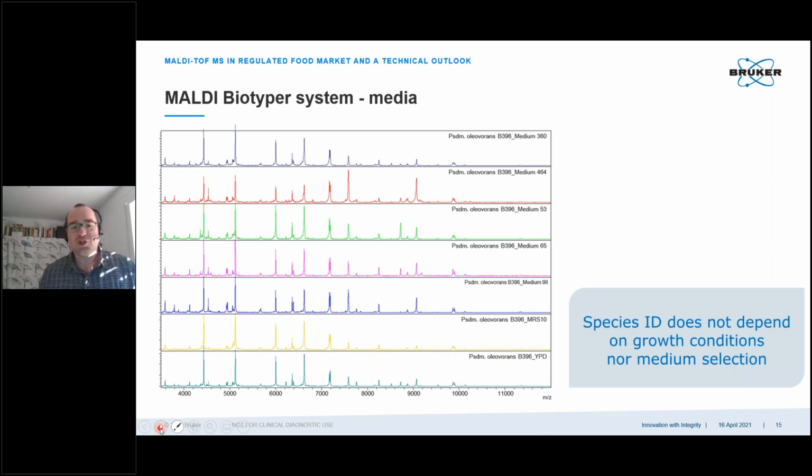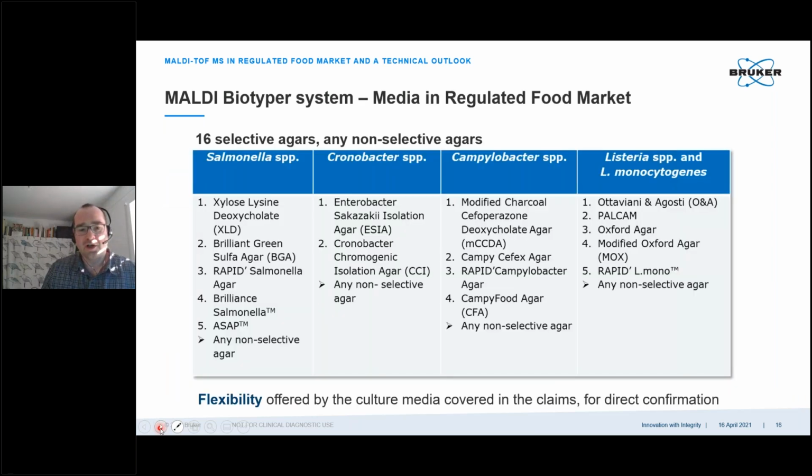And for the species identification, the media have no or almost no influence. However, in the regulated market, all the media used must be included in the studies. So there were different selective media included to offer flexibility to the user to use different media. For example, for Campylobacter, these four media were included and covered by potential certificates.